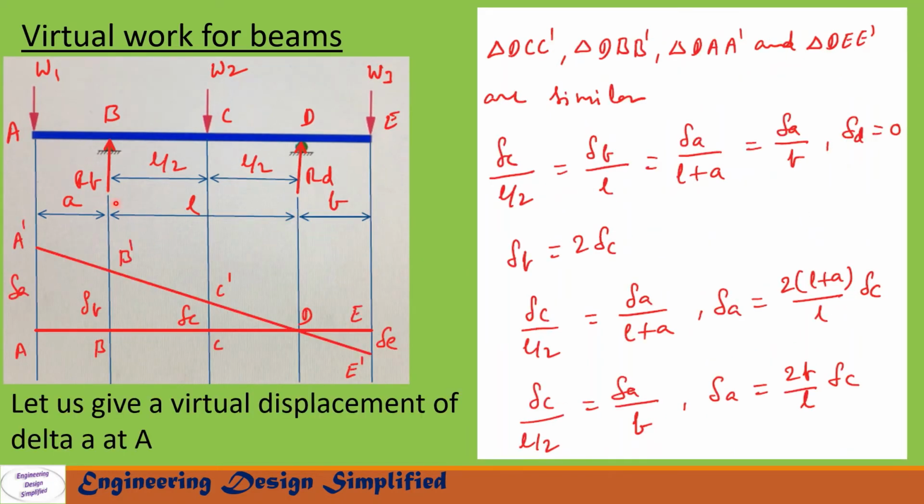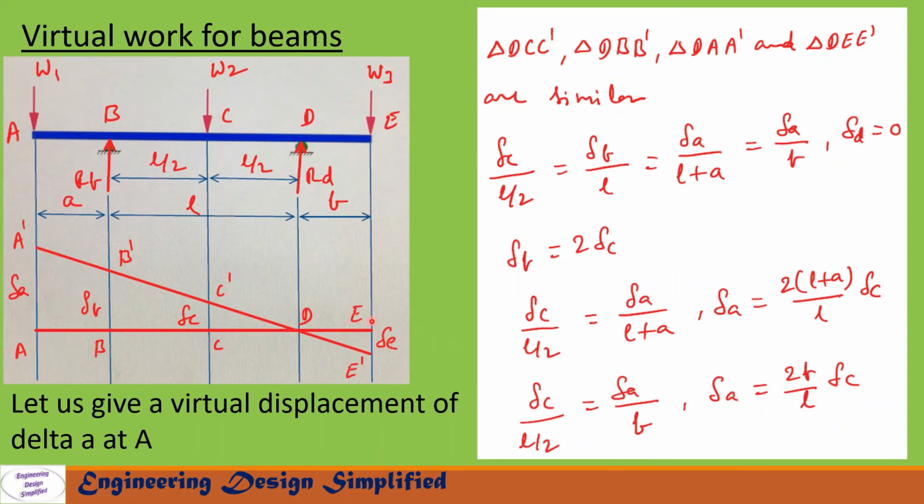Now to find the reaction at B, RB, let us give a virtual displacement of delta A at A. The beam will assume this position E prime, D, C prime, B prime and A prime. Here we have similar triangles DEE prime, DCC prime, DBB prime and DAA prime. The displacement here is delta A, here delta B, here delta C, and at D, delta D equal to 0. At this end it is delta E.